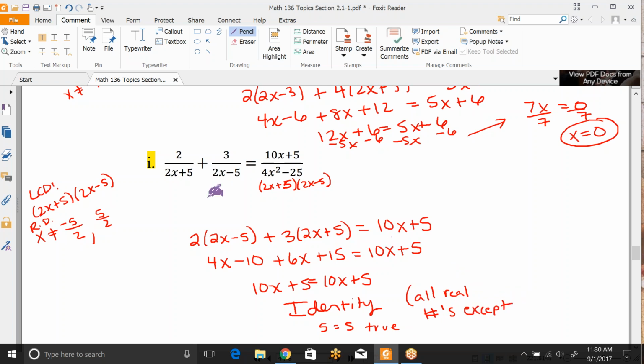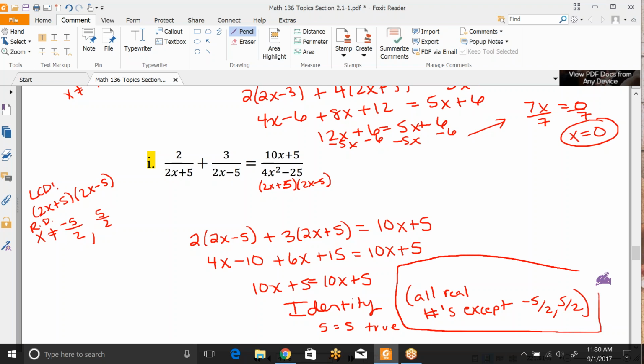We had a fraction to begin with, so we have to say it's all real numbers except -5/2 and 5/2. So that would be our solution. It's every number on the number line except those two. There are going to be other ways to write that.